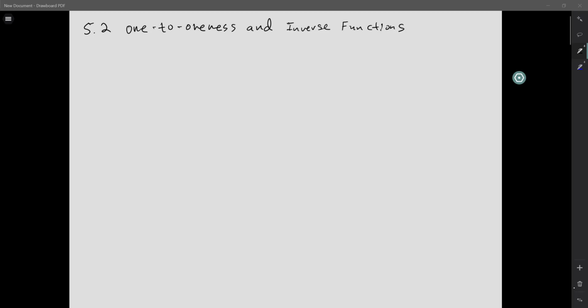Hello again. Section 5.2 is about the invertibility of some functions. So we'll start by reminding ourselves about some function definitions. A relation is a function if every input has a unique output.